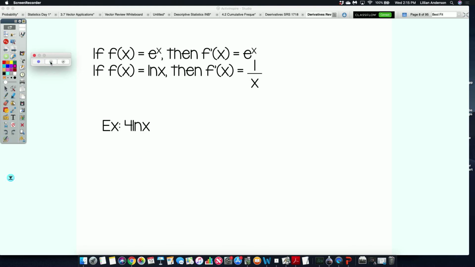Alright, don't forget your special ones, the exponential ones. The derivative of e to the x is e to the x. The derivative of ln of x is 1 over x. So if I look at 4 ln of x, what's the derivative of this? It'll be 4 over x.